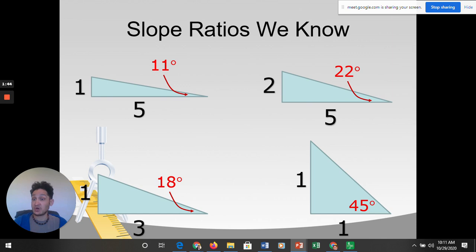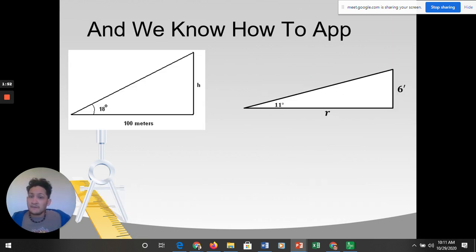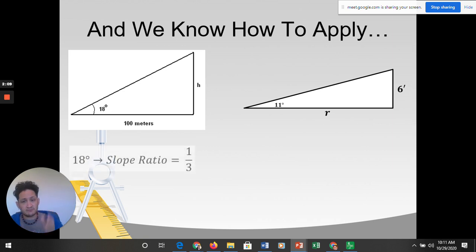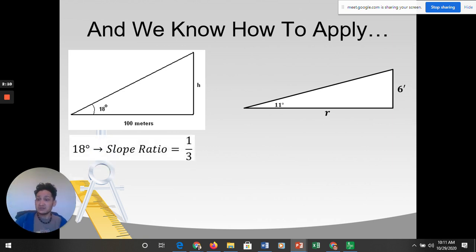And how to solve mathematically certain problems that come along with knowing these bits of information. We've done a fair amount of this. So, hey, look, an 18-degree angle. How do we go about doing that again? First of all, we recognize an 18-degree angle, I know what the slope ratio is. The slope ratio for an 18-degree angle is always 1/3. It simplifies to that, right? So I might make that note.